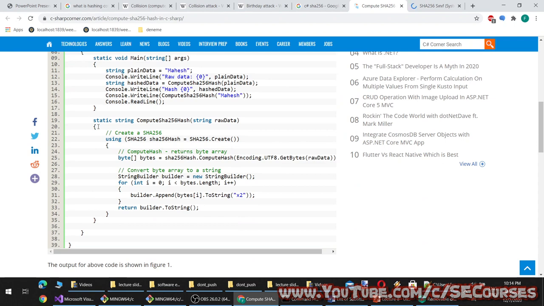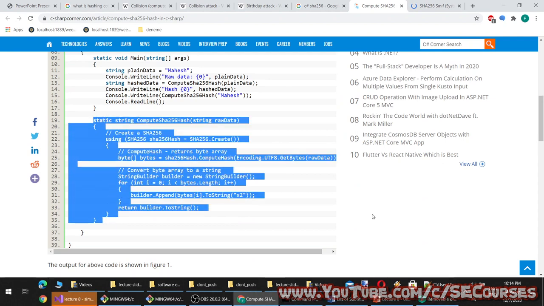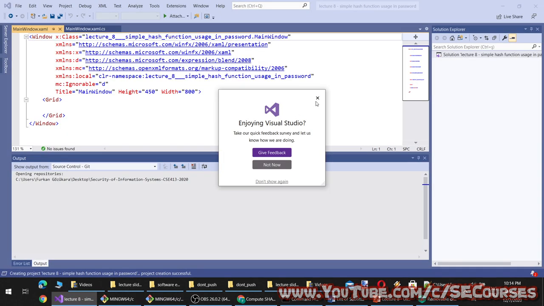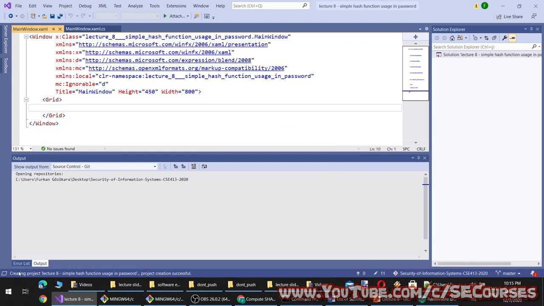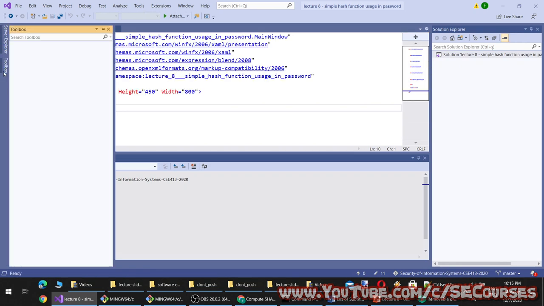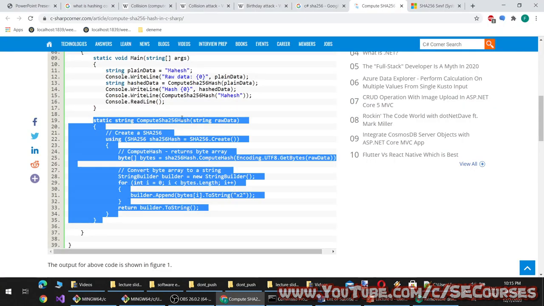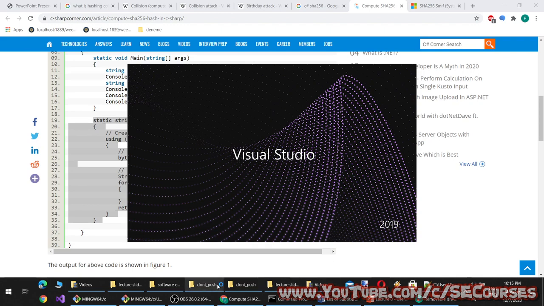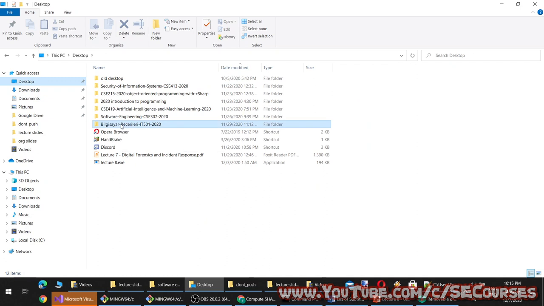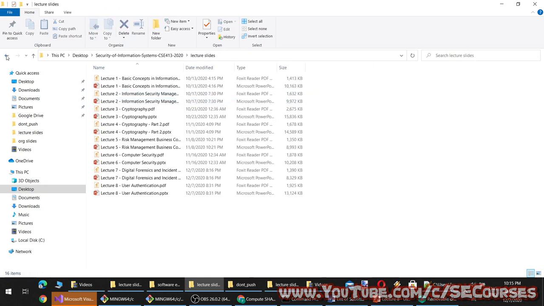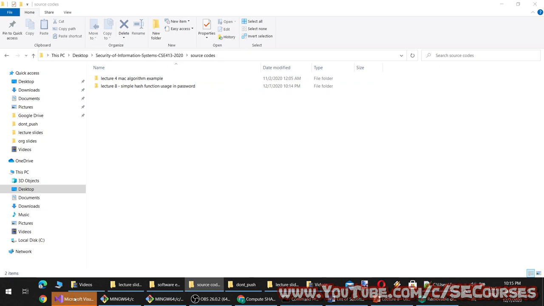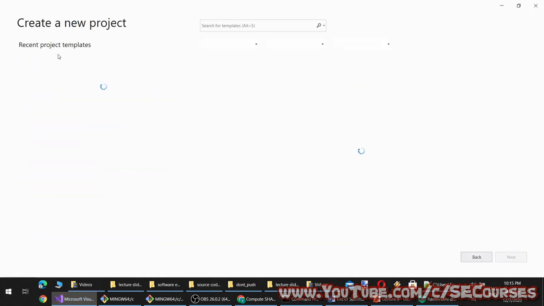So I will just use this method. Okay, looks like I have an error in my application. So let's just create another project. Maybe the name was too long. Okay, let's change it.